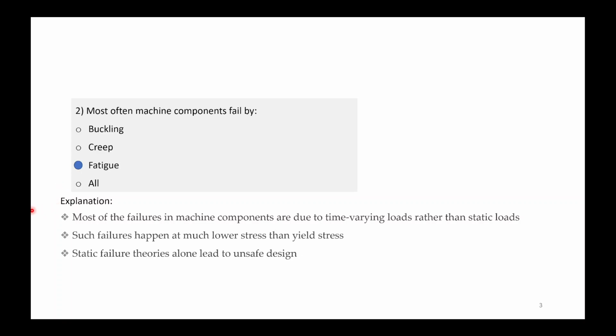Now most of the failures in machine components are due to time varying loads rather than static loads. Such failures happen at much lower stresses than yield stress, and all engineering designs we design based on your yield stress. Mostly the loads are cyclic in behavior, so they fail well below yield stress. So static failure theories alone lead to unsafe designs. That's why most of your machine components fail by fatigue.